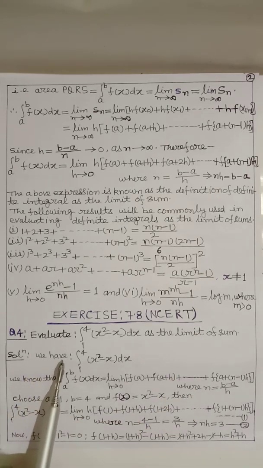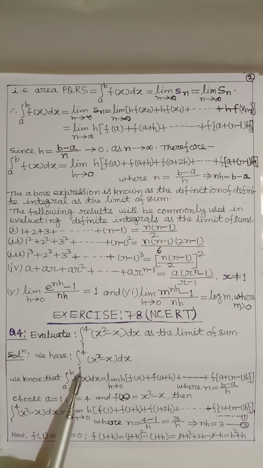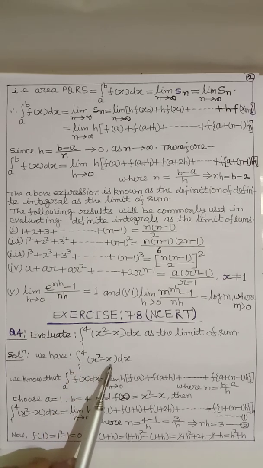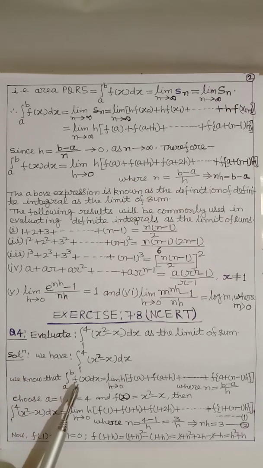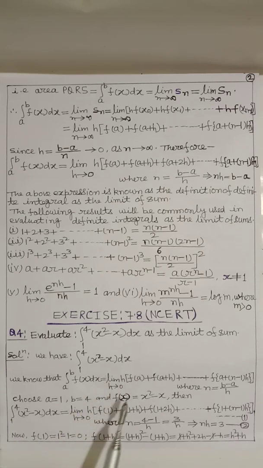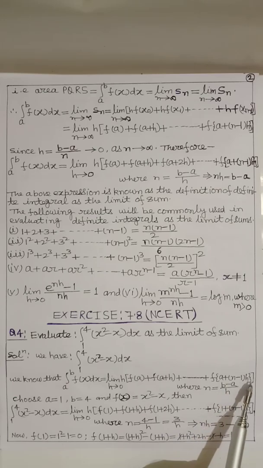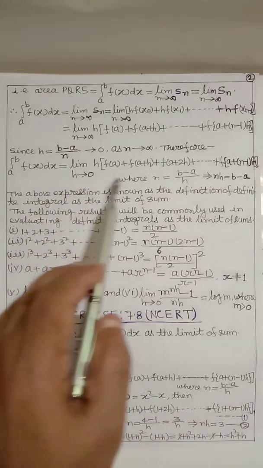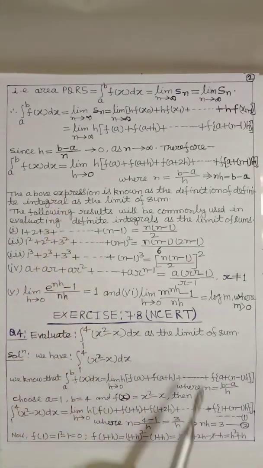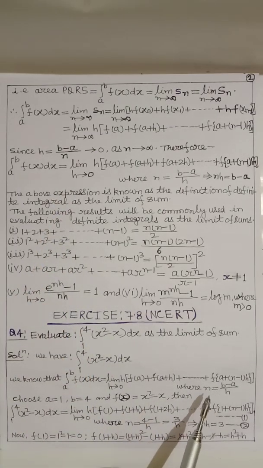To find the solution, we have the integration of 1 to 4 of x square minus x dx. Dear students, we know that integration of a to b f of x dx equals the limit h tends to 0 of h into [f(a) plus f(a plus h) plus and so on plus f(a plus n minus 1 h)]. Here, as we have discussed already, n equals b minus a by h.